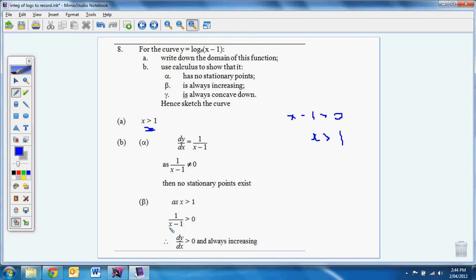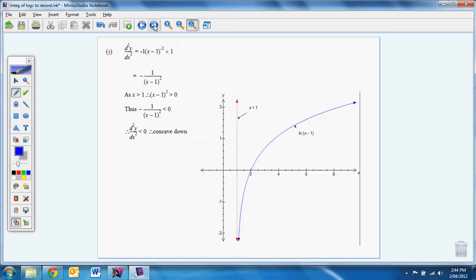So x minus 1, if x is going to be greater than 1, that's going to be positive. Positive divided by positive is always going to be positive. It must always be increasing, okay, because we know that situation. So our first derivative is going to be always positive.